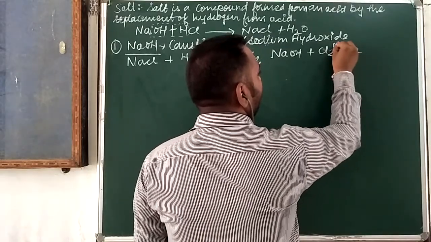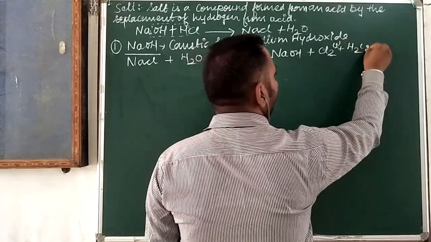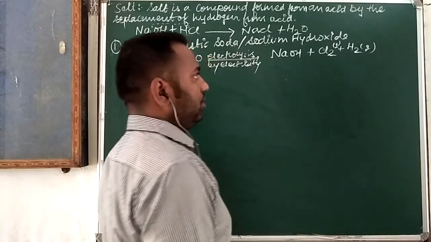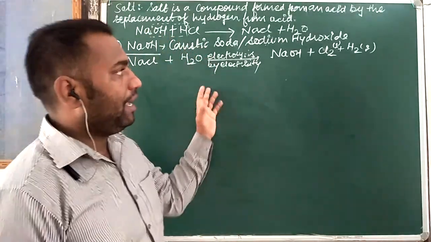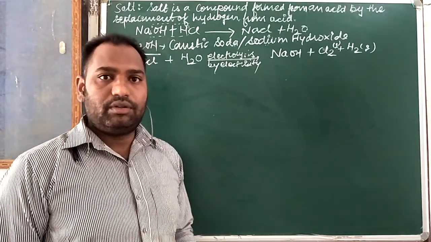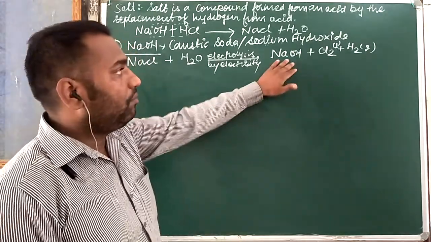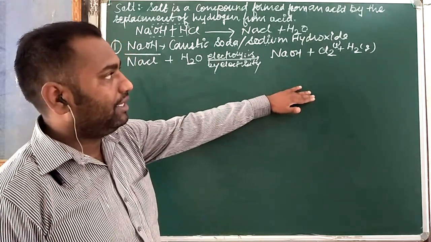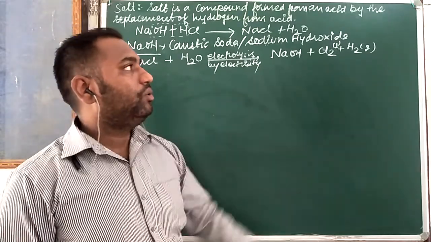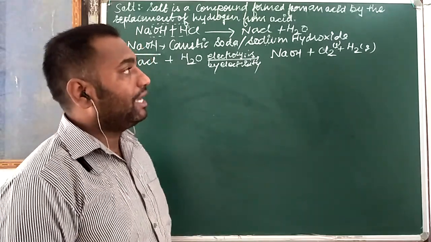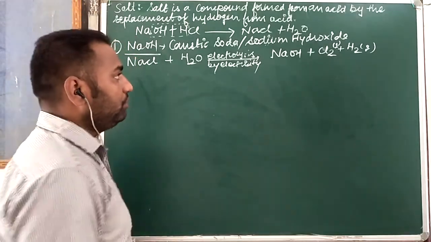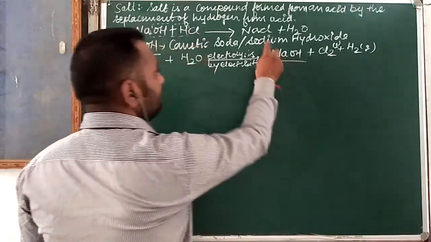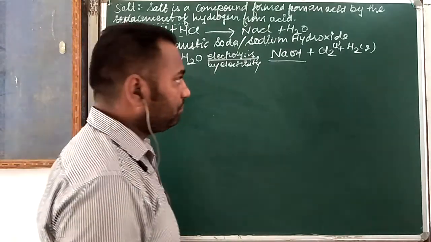Both Cl2 and H2 are gases, and NaOH is in solution. When we perform this activity in the lab, NaOH is found as an aqueous solution at last, and Cl2 and H2 are the two gases formed in this process. So this is NaOH, the sodium hydroxide or caustic soda.